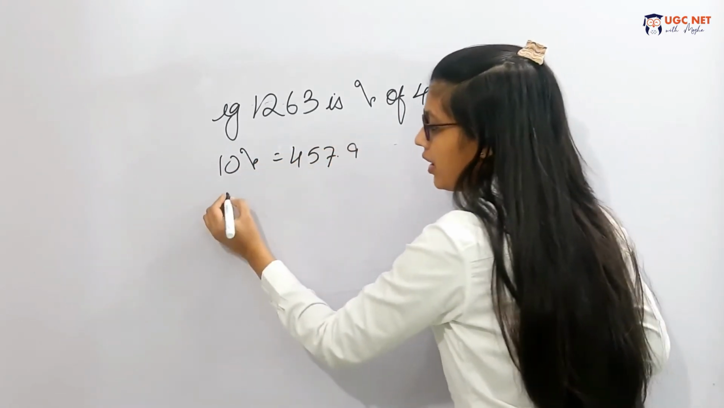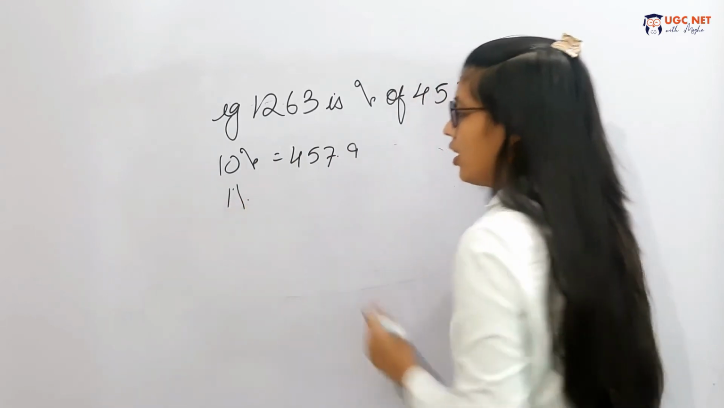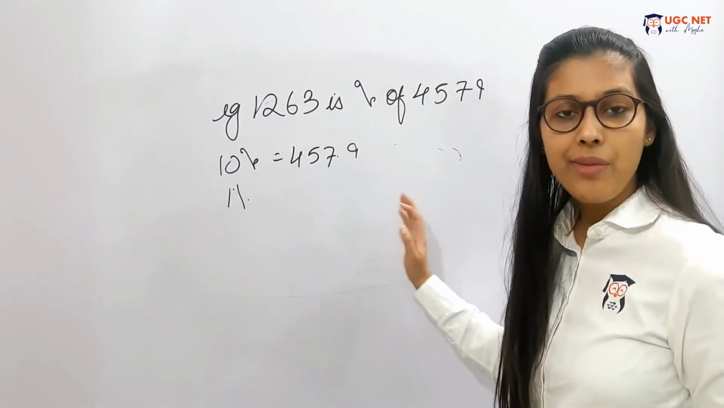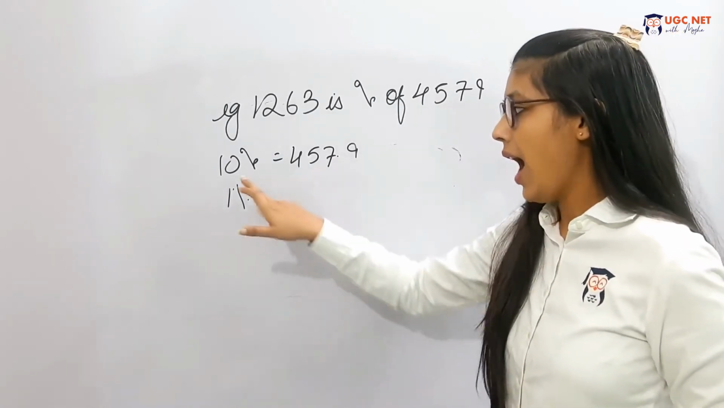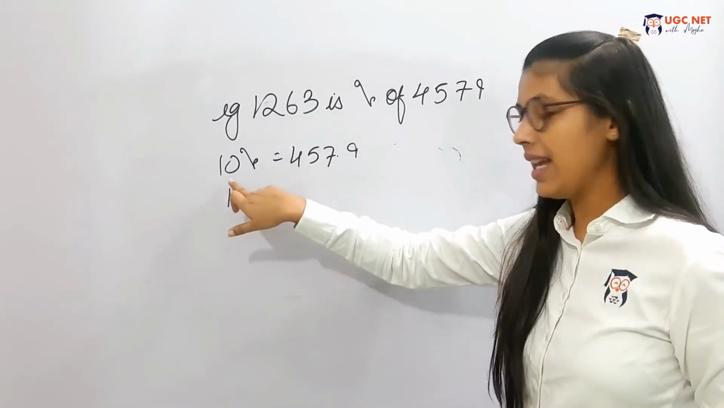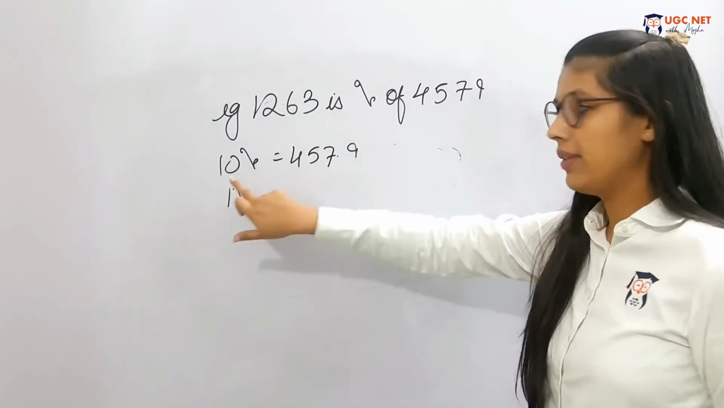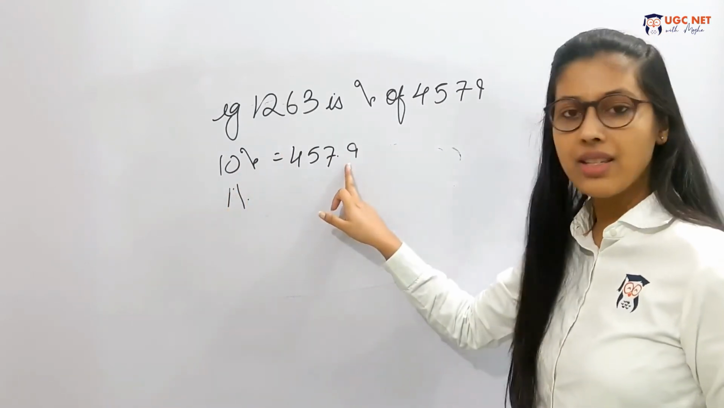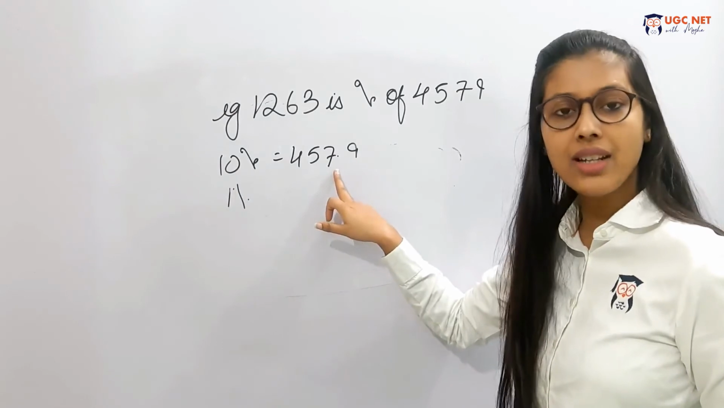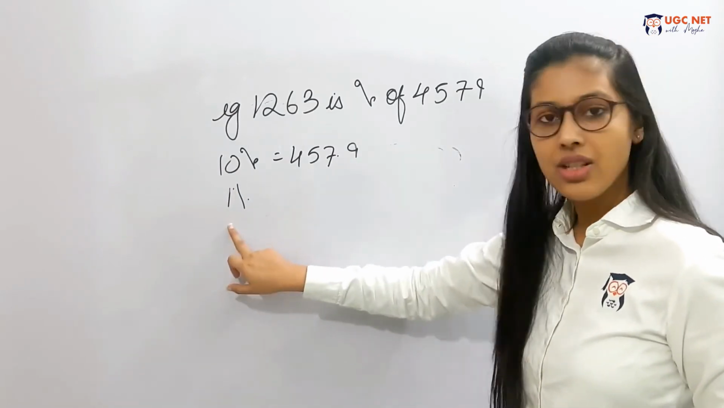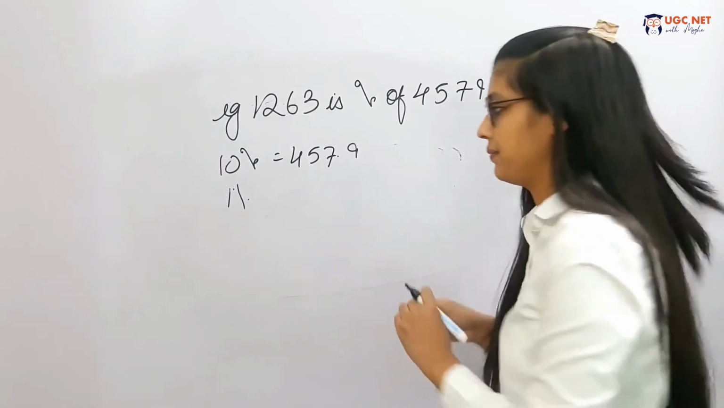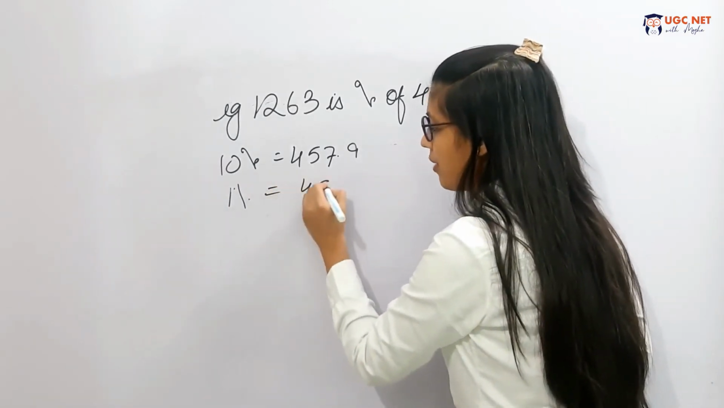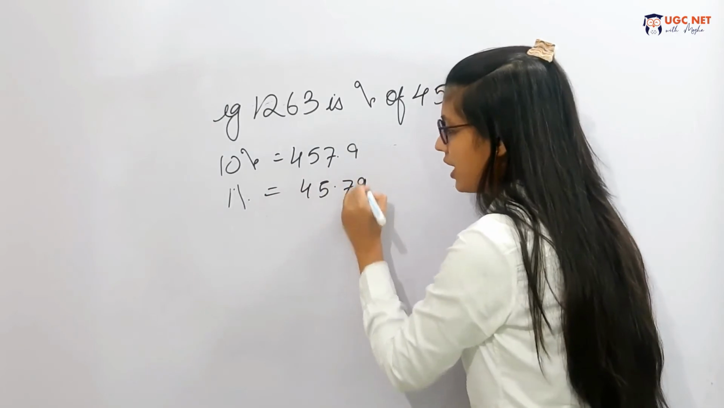457.9. If you talk about 1%, see, when you calculate 10% and 1%, it is very simple. Copy the same number and put the decimal according to the number of zeros. For example, the percentage is 10, so put the decimal after one digit, that is after the units place. If the percentage is 1, put the decimal after 2 digits, that is after the tens place. So this would be your 1%, 45.79.